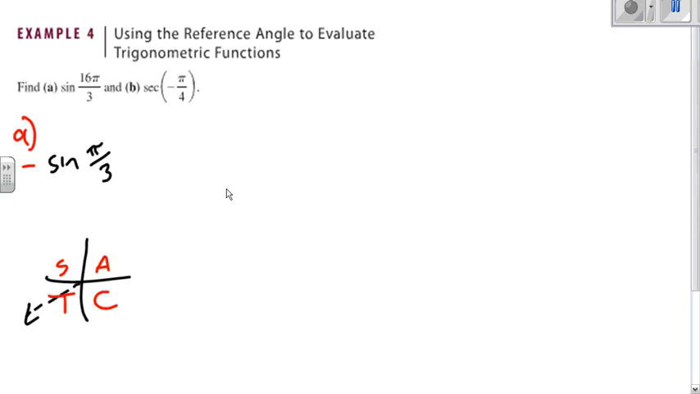Fold down your pointer finger. So sine is square root of 3 over 2. Since it's negative, it's negative square root of 3 over 2.